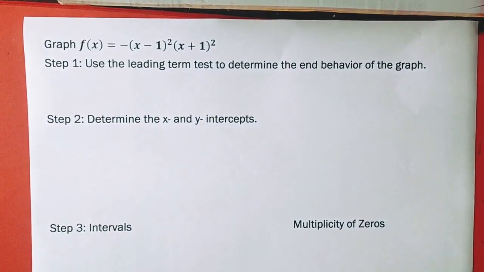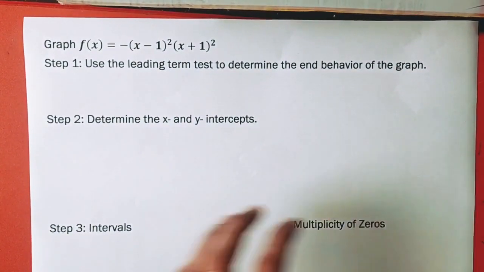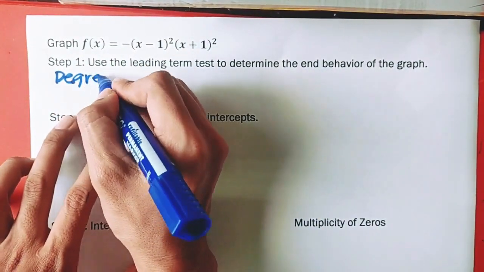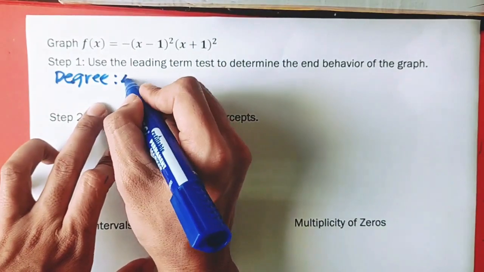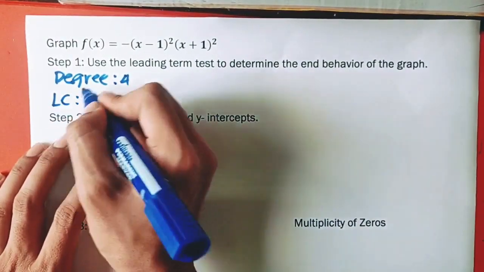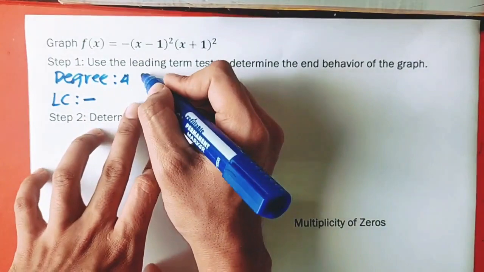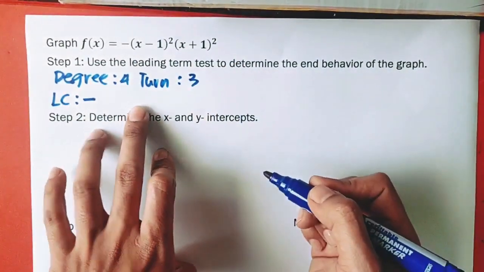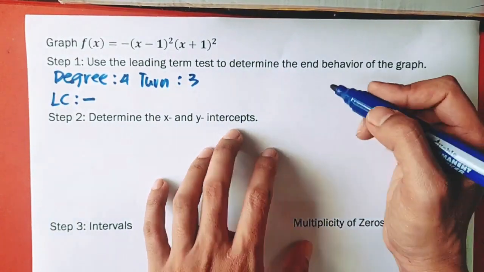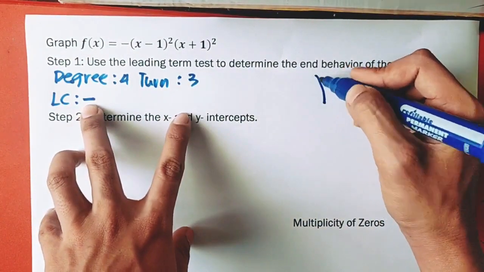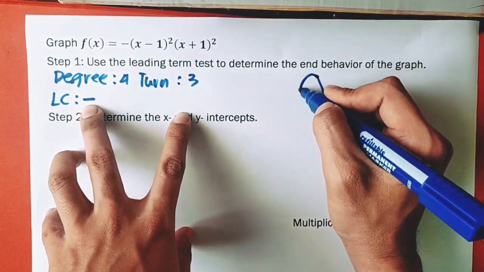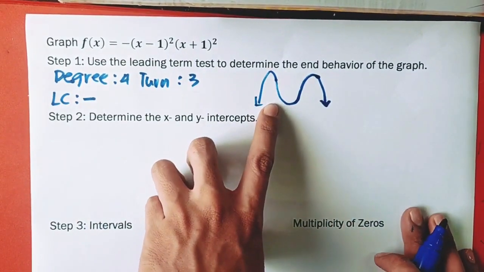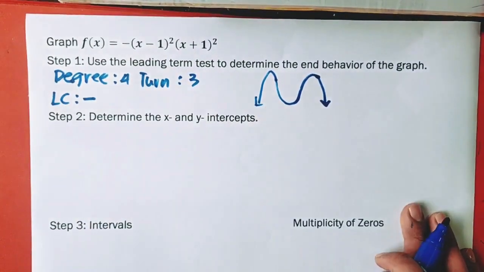We have here example number 2. The degree here is 2 plus 2, that is 4. The leading coefficient is negative. Turns: 4 minus 1, that is 3. Since the leading coefficient is negative, the right tail goes down, with 3 turns: 1, 2, 3. So at the end of step 5, we have a graph that looks like this.